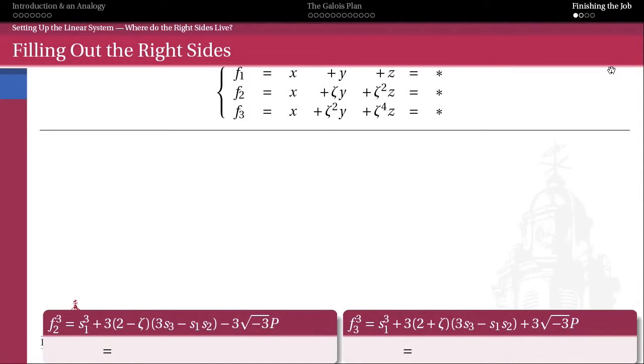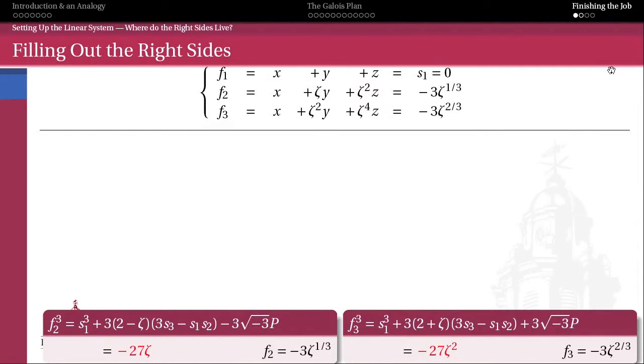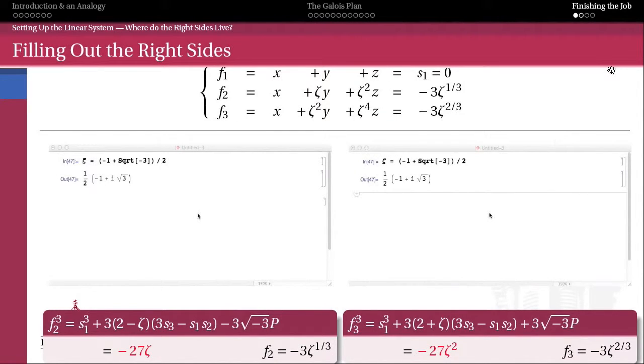Okay. We can find out expressions for them in terms of s1, s2, s3, and p, and then simplify those expressions with the values that we know from our coefficients. And we find out that f2 cubed is actually negative 27 times zeta. f3 cubed is negative 27 times zeta squared. That takes a little bit of simplification, but again, Mathematica is very well suited to doing this. So that f2 is the cube root of f2 cubed, and f3 is the cube root of f3 cubed, and each one is respectively negative 3 times zeta to the 1/3 and negative 3 times zeta to the 2/3.